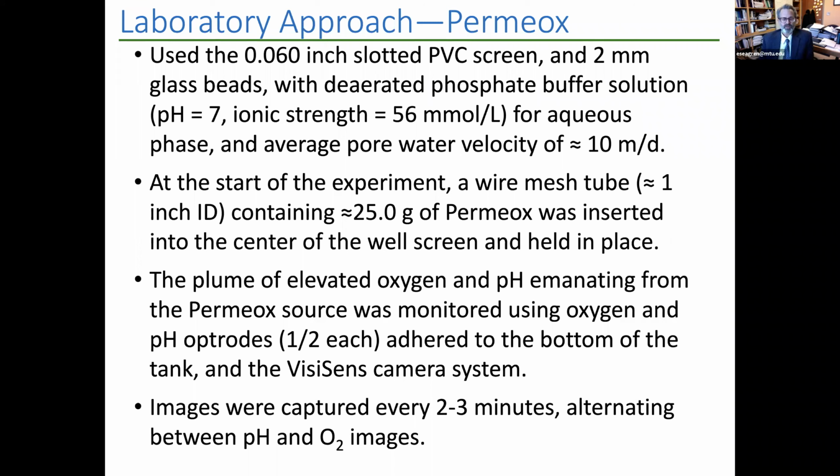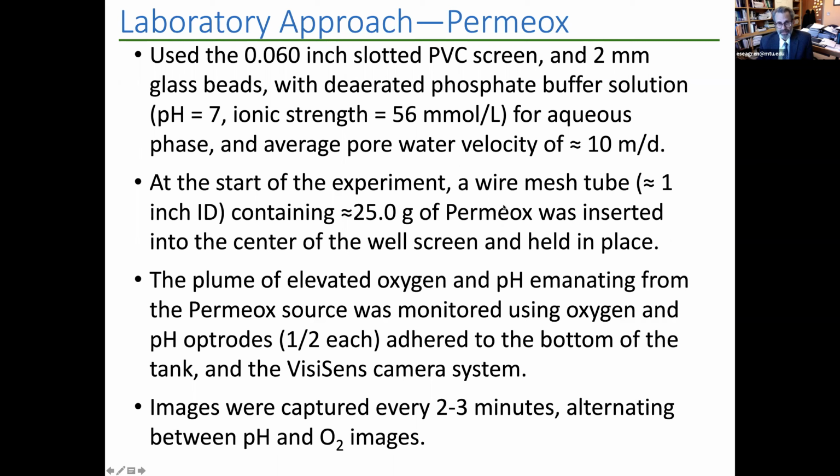Same conditions, I'll go through this kind of quickly: 0.06 inch slotted screen, 2 millimeter glass beads, phosphate buffer solution, 10 meters per day roughly pore water velocity. But here we had to de-aerate by autoclaving the phosphate buffer so that we could see the effect of the oxygen amendment.